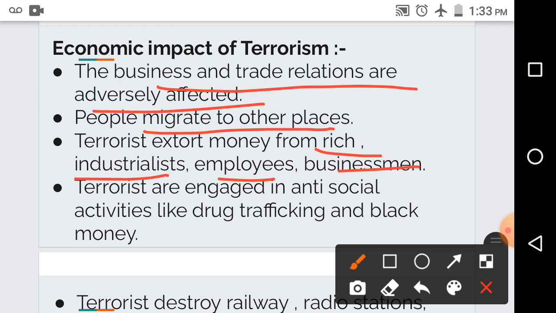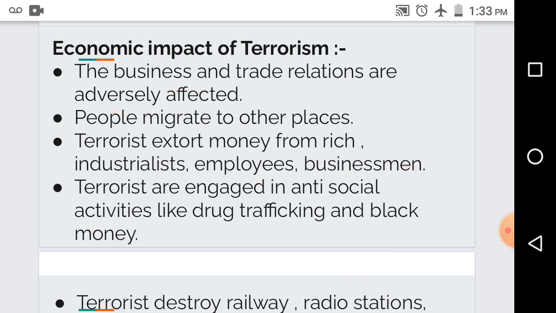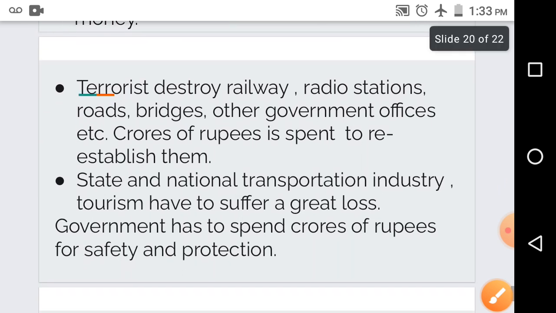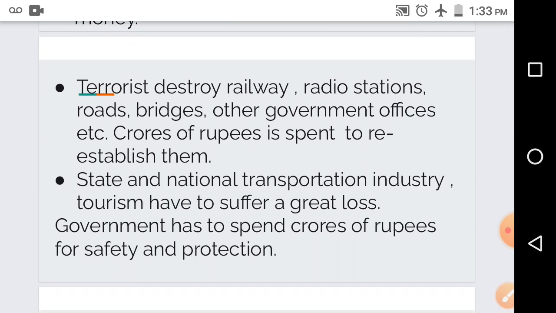Terrorists are engaged in antisocial activities. Which are the antisocial activities here? Drug trafficking, black money, and because of this, social and economic problems are created in our country. Terrorists destroy railways, radio stations, bridges, other government offices. Crores of rupees have to be spent to re-establish them.